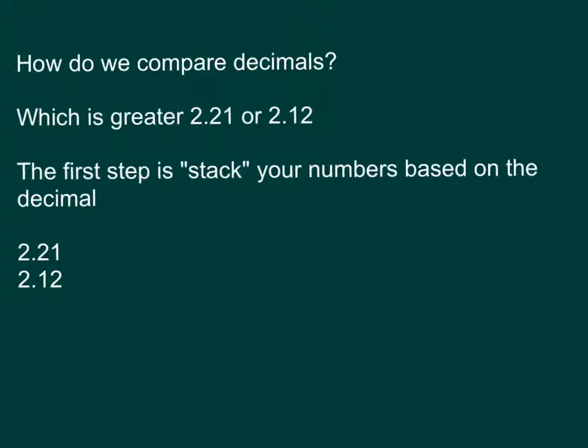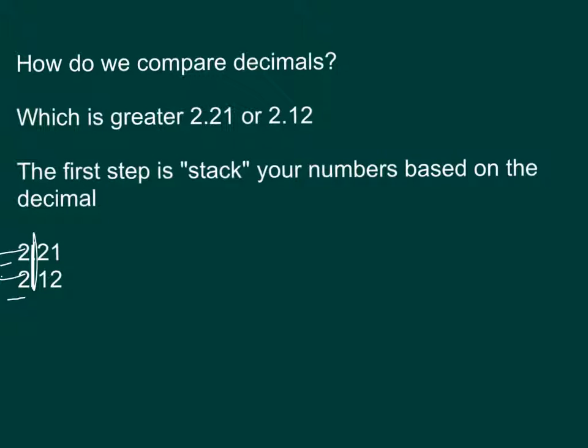We are going to line one on top of the other, called stacking them, based on the decimal. So right here where we have the decimal, we're going to make sure that we have it lined up based on the decimal. Okay, so my line's to the decimal. So now going to the left here, the far left number, which is greater? Is it 2 or 2? Well, they're the same, so that doesn't help.